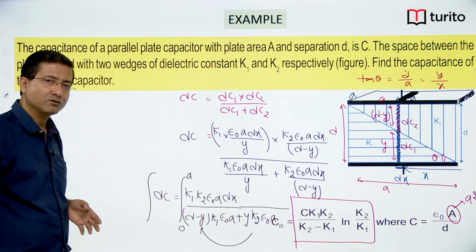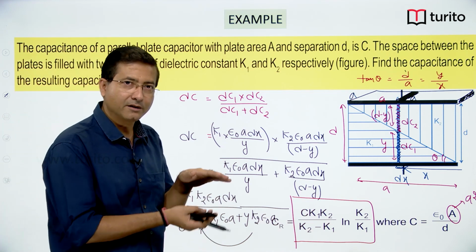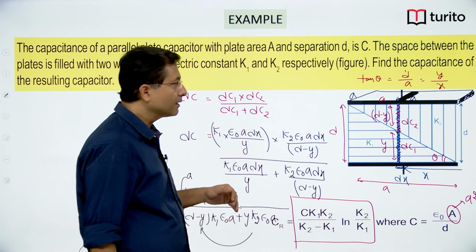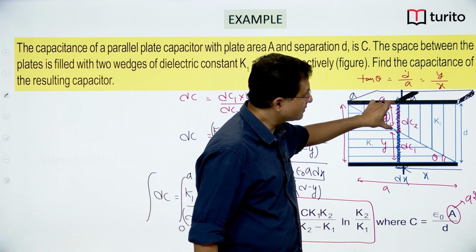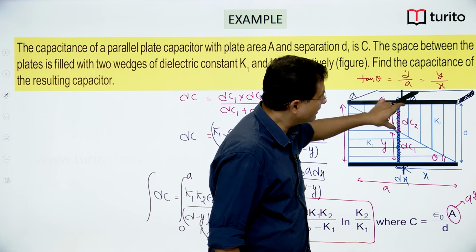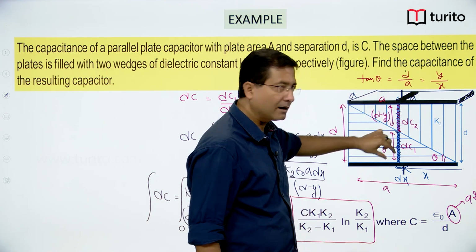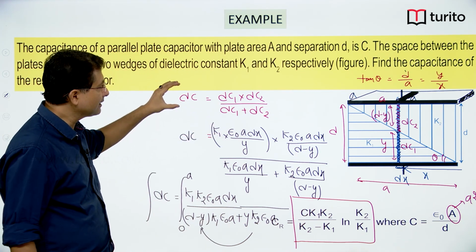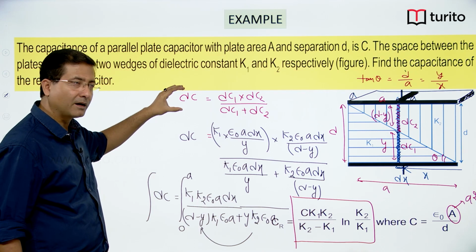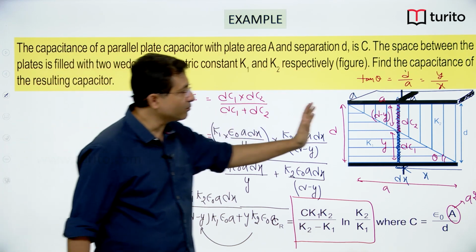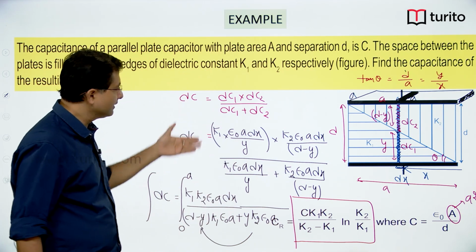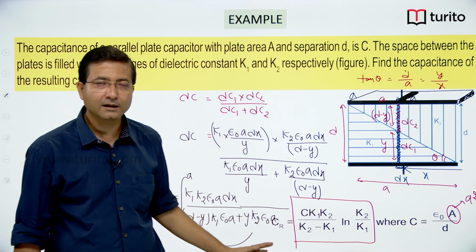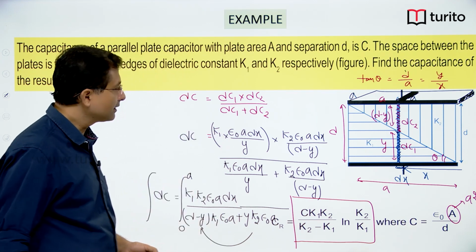In previous cases it was very simple, the upper segment and lower segment behaving as capacitors, the two were in series combination, and we directly added. But here the thickness of the different segments is not the same. So I will take a small part of the whole arrangement and write the capacitance of that small part, and as all such small parts are connected in parallel, I can integrate and I will get the capacitance. So this concept is clear. Let us move to the next one.